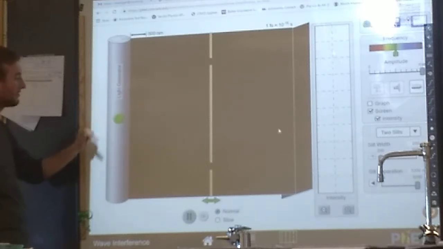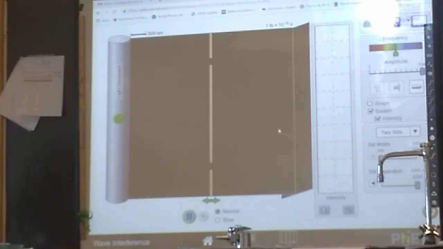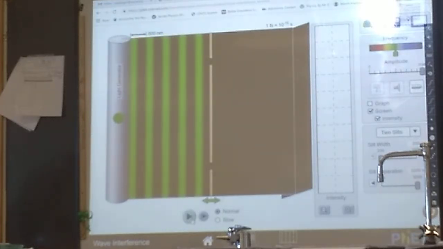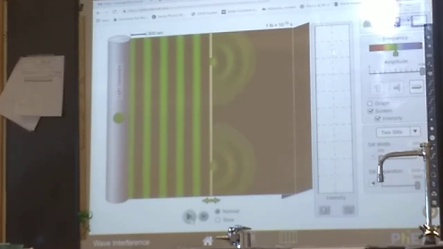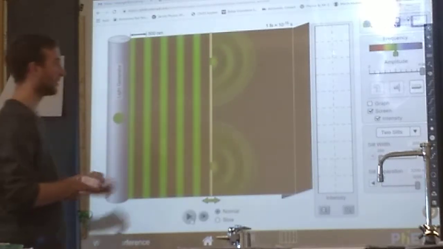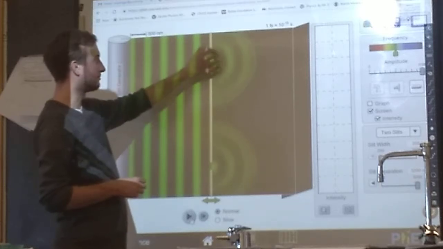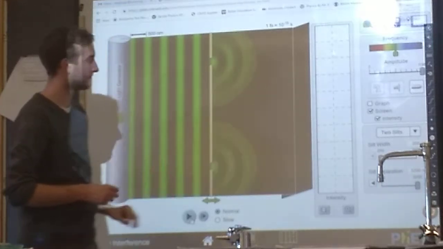This is a light generator. When I click on this, you'll see light start to be generated. So I click on it, you see light pulses coming through. Now, watch what happens when they get through the slit. That's your diffraction, okay? Light is diffracting as it goes through this barrier and starts to spread out.